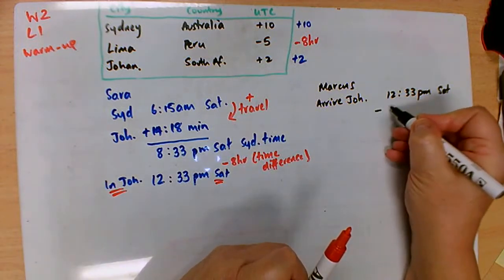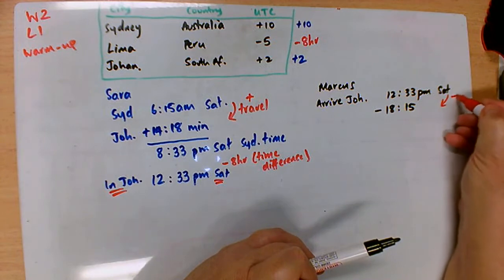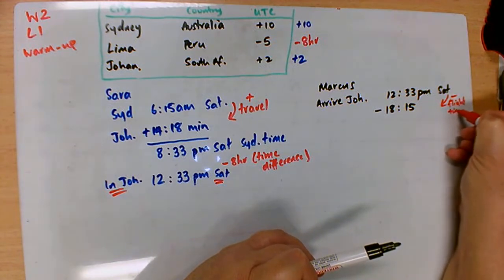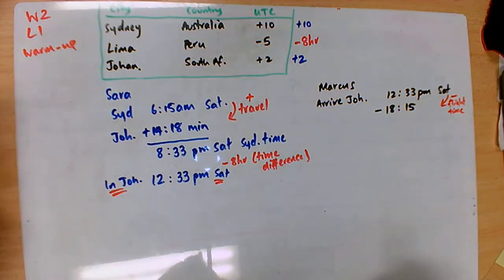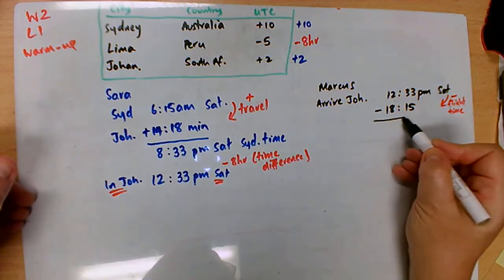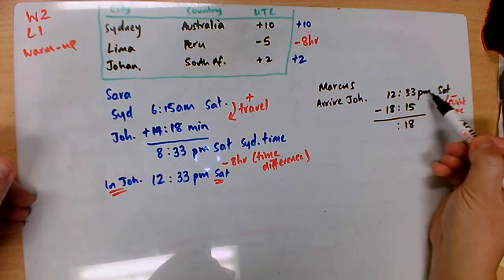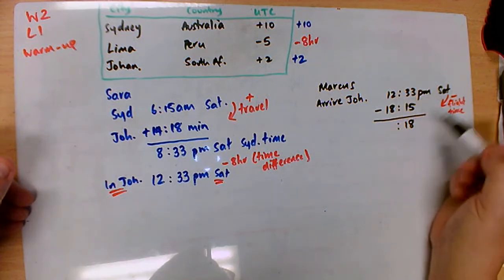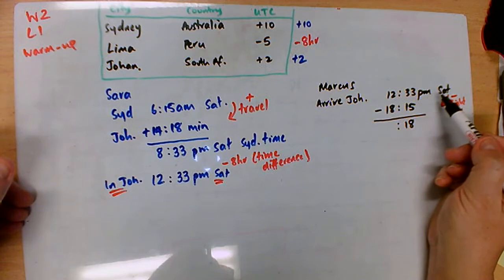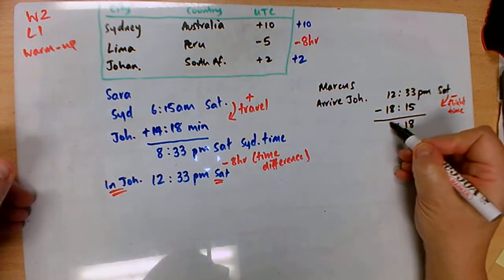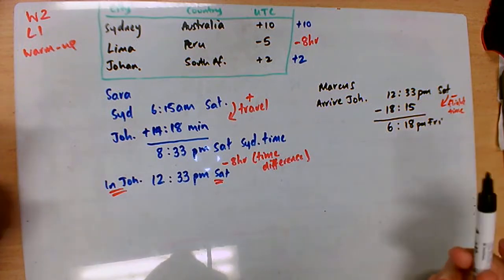So we have to actually take away 18 hours and 15 minutes. So this time we're subtracting the flight time. And this will tell us the time that he departed Lima. Okay, but in Johannesburg time. So let's take the 15 minutes away from 33, that's 18 minutes, and let's take the 18 hours away from 12:33 p.m. on Saturday. Take the 12 hours away, that would be 12:33 a.m. on Saturday, take another 6 hours away, that would be 6:18 p.m. on Friday. Now that's Johannesburg time.